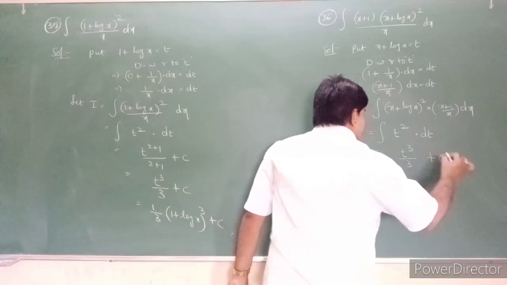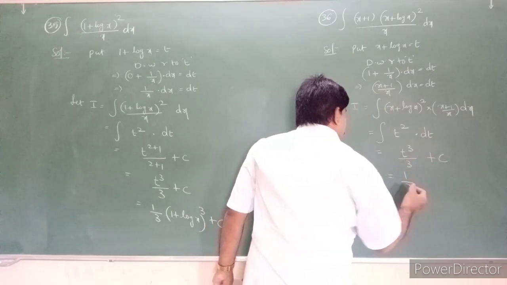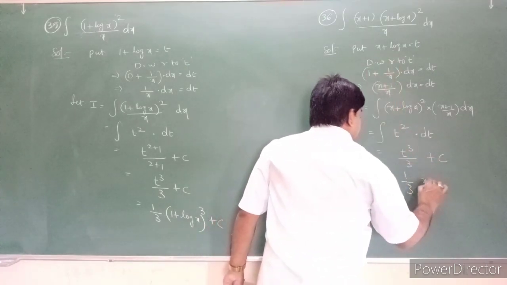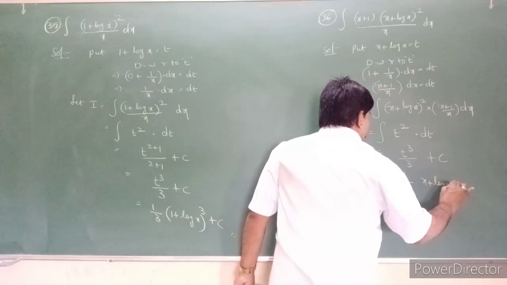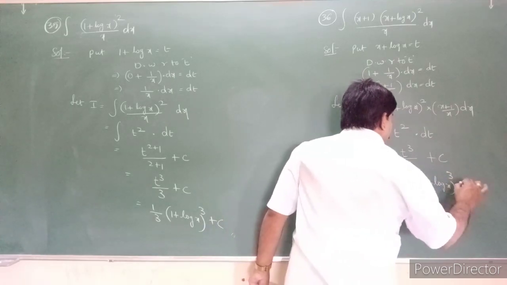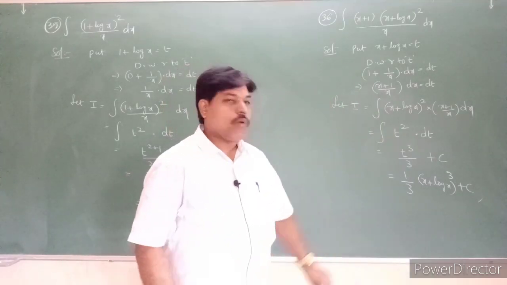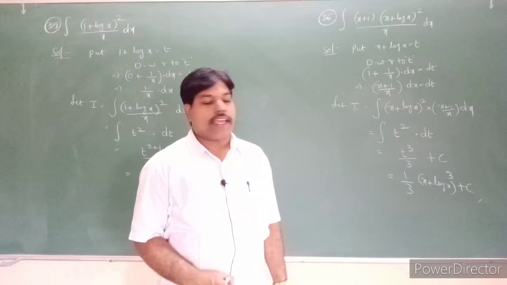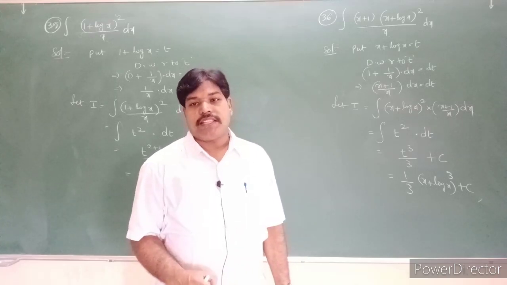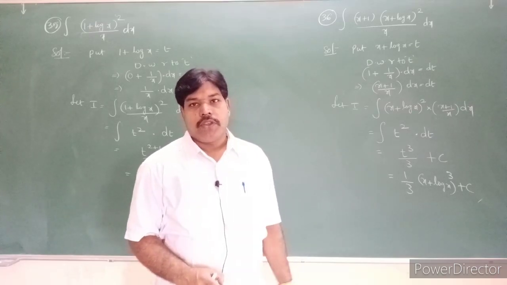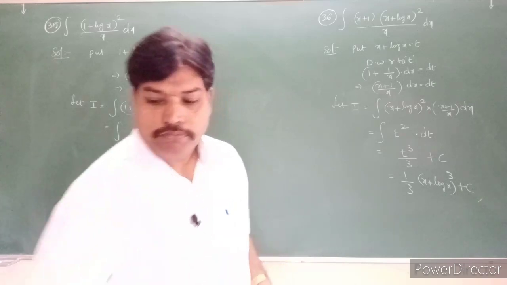The t value is x plus log x whole cube plus c. So it is 1 by 3 into x plus log x whole cube plus c. Do you understand, students? See that question.